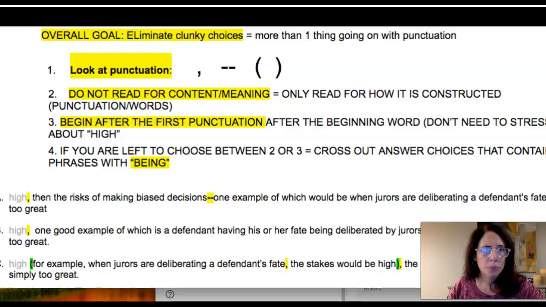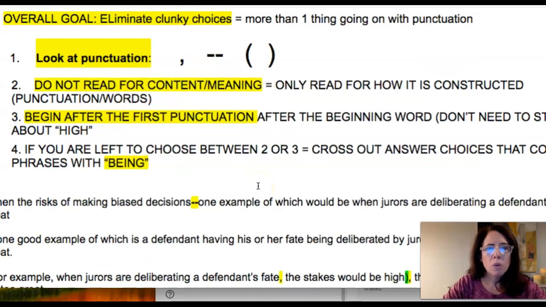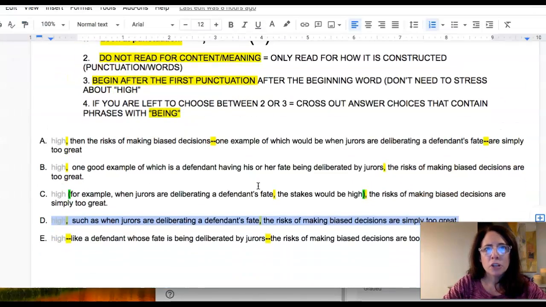We want to begin after the very first punctuation mark. So if I look at A, B, C, D, and E, I'm seeing that they have this leftover word from that original sentence, the part that's underlined, and I get all hung up. I'm like, wait, hi. No, just start with that very first comma. And so what do I notice?